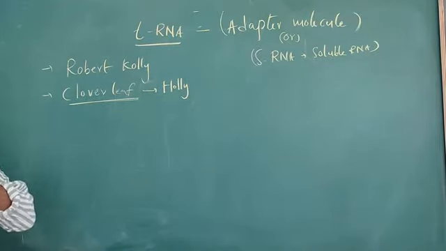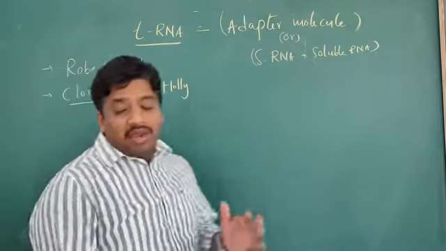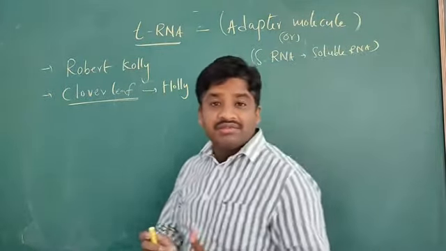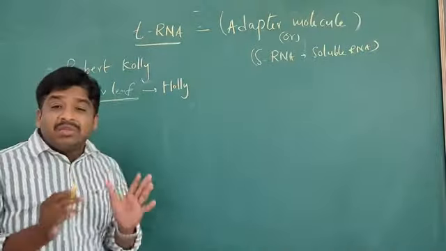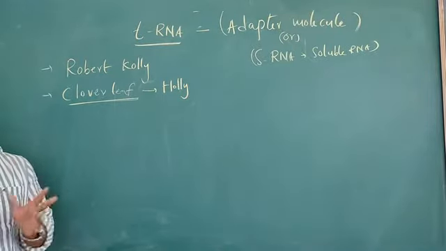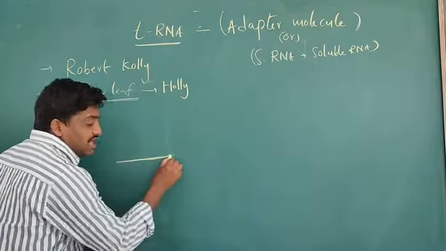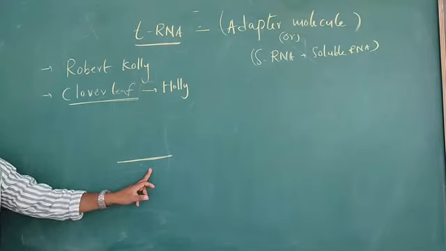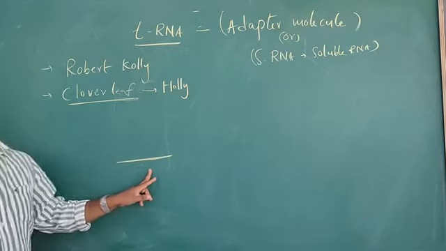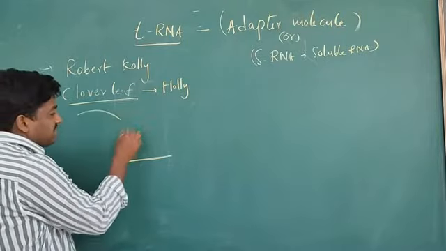Next, one more basic point. The tRNA is an intermediate link between the reading of codons on mRNA and the formation of the amino acid chain for proteins, that is, the polypeptide chain. Here the tRNA is present.